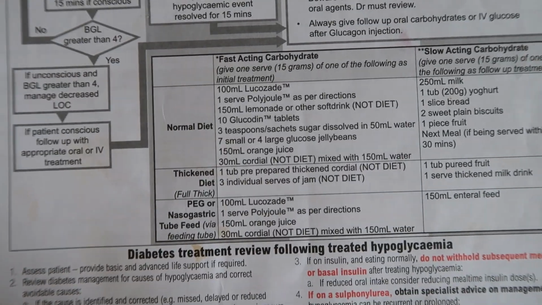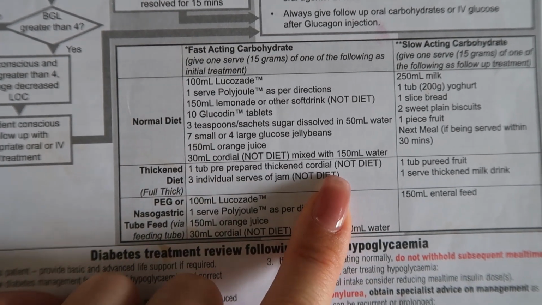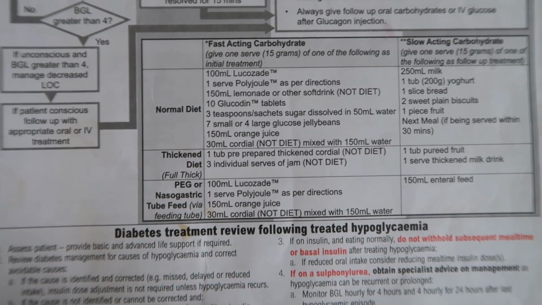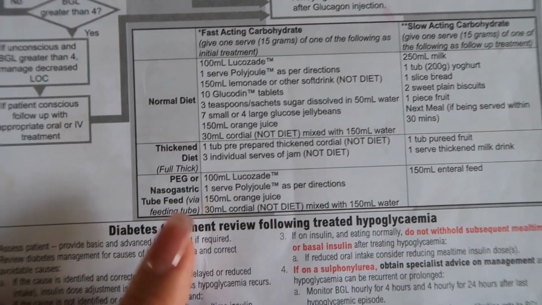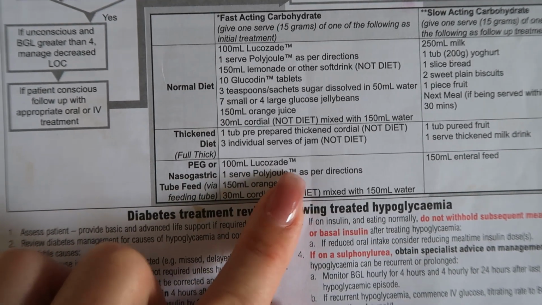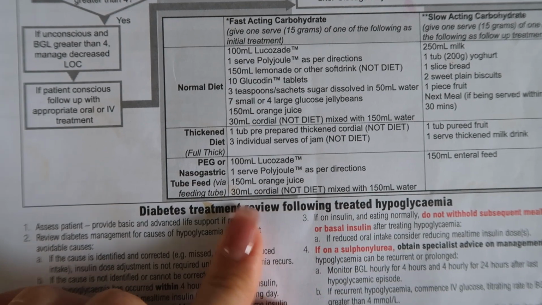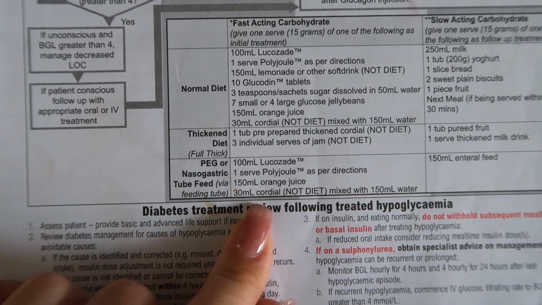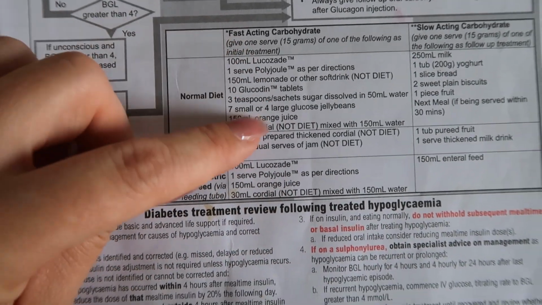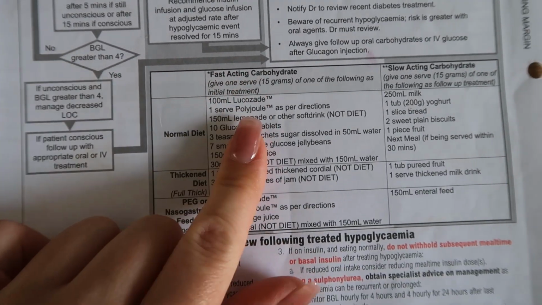Then if your patient is, let's say, elderly or has some problems swallowing, has been assessed by a speech pathologist and put on a thickened diet, then you will use 1 tub of pre-prepared thickened cordial, not diet, or 3 individual serves of jam. Jam usually has already thickened consistency, so you don't have to do anything about it. Then if someone is on a PEG or NG tube, you will give 100 ml of glucose, 1 serve of polygel as per directions, 150 ml of orange juice, or 30 ml of cordial mixed with 150 ml of water. Remember, you only use 1 of these options, not 2, not 3, not all of them, just 1.